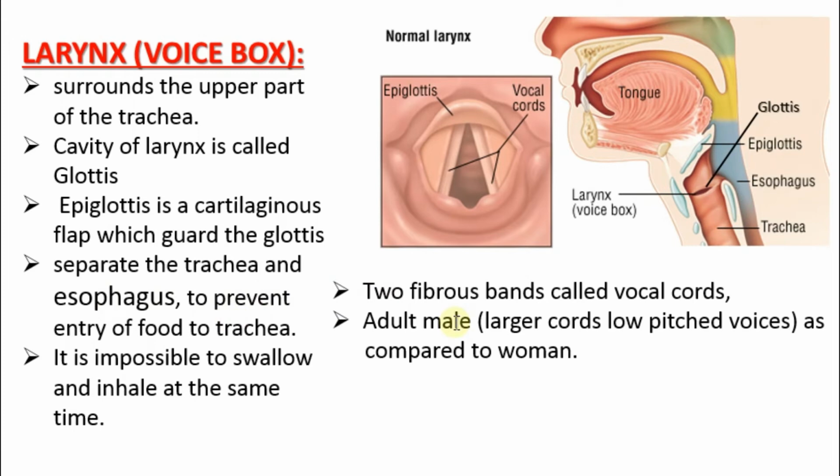Two fibrous bands called vocal cords, like here, are present in the larynx, which produce sounds. Adult males have larger cords and low-pitched voices as compared to women. Women have smaller cords and high-pitched voices.